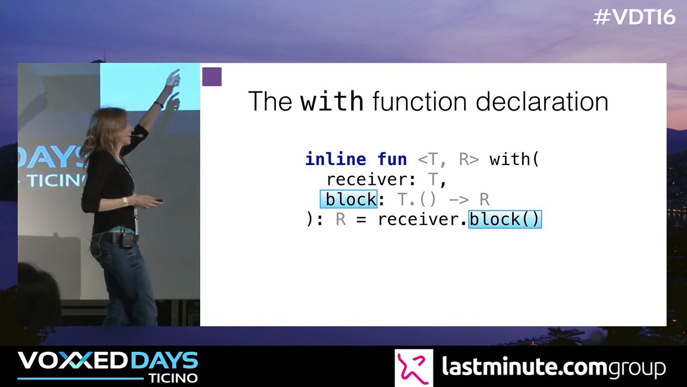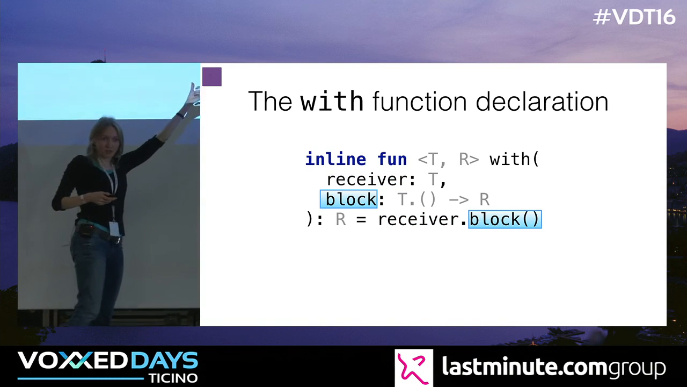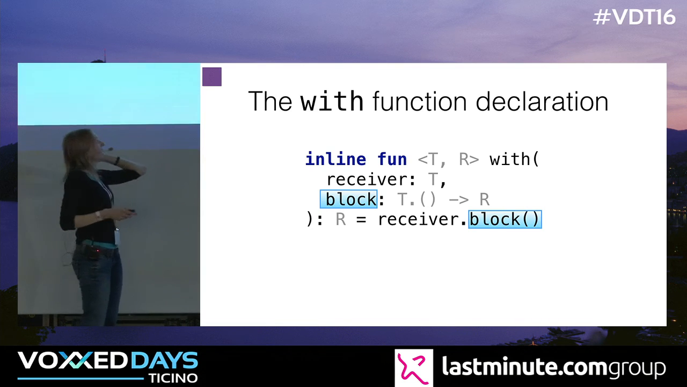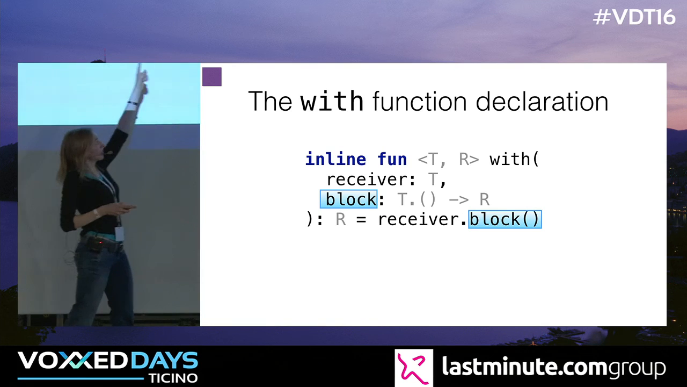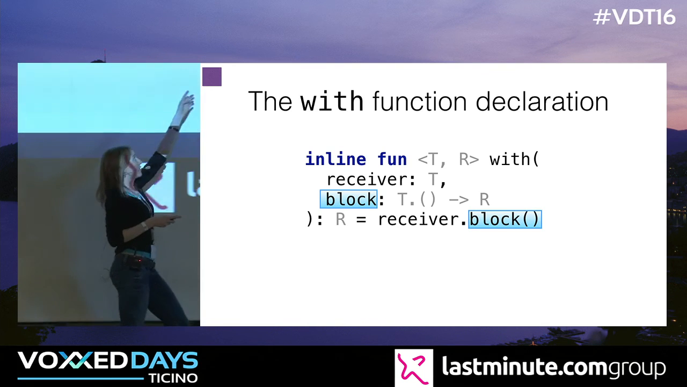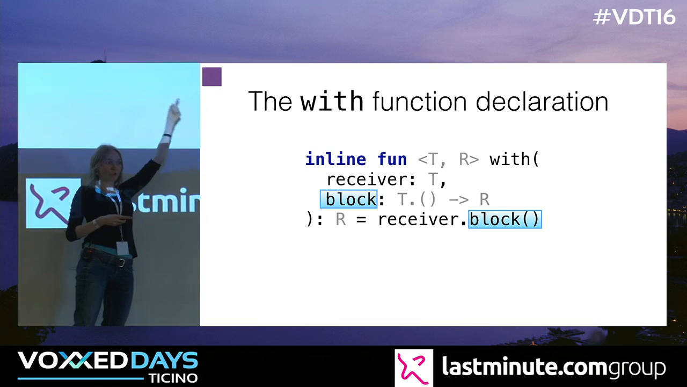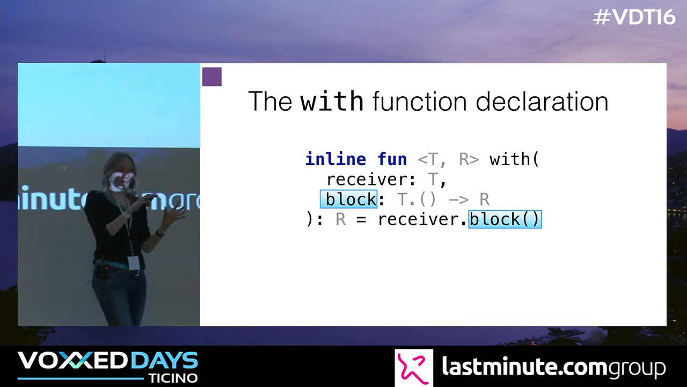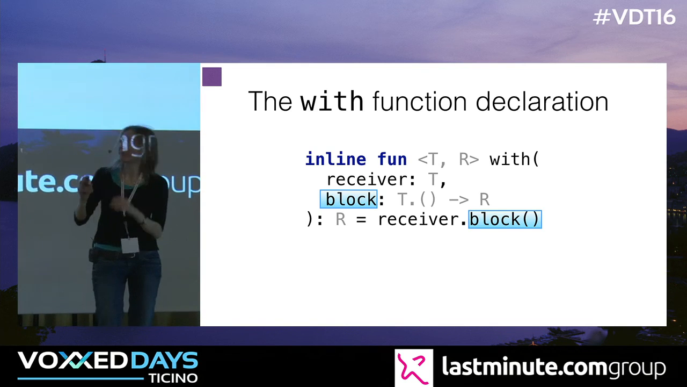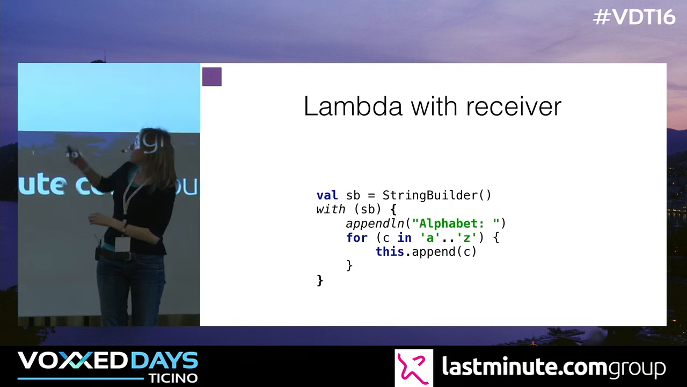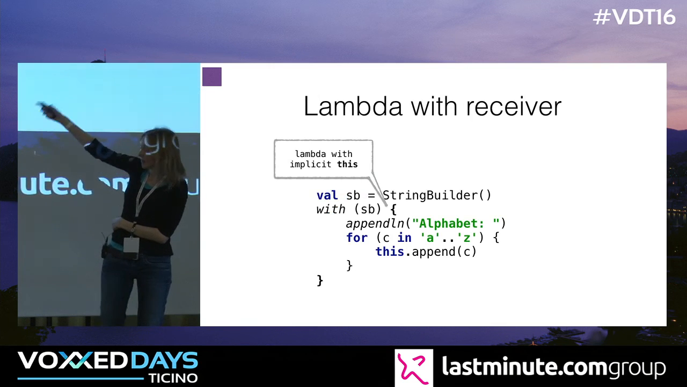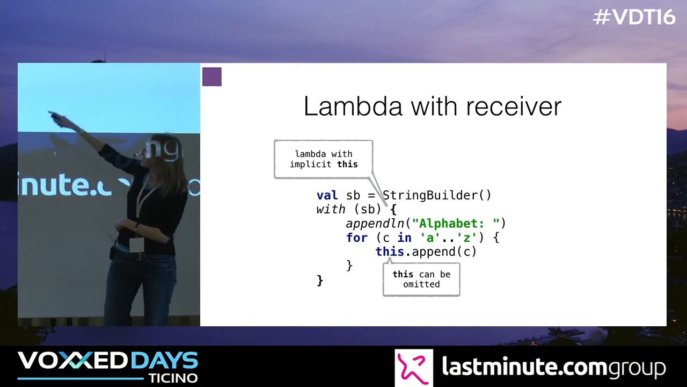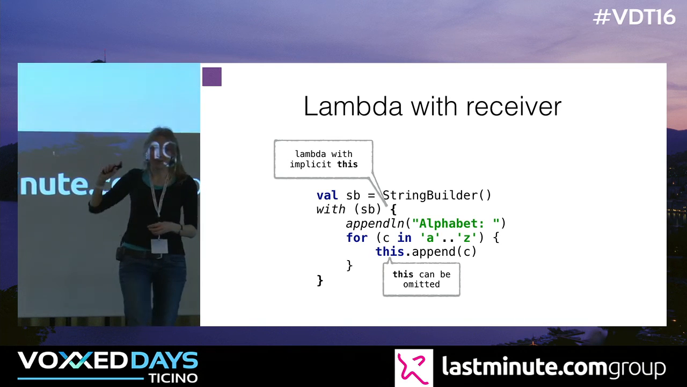So in Kotlin, we say it's a variable of extension function type, but it's not a regular function type, it's an extension function type. And that means you can call this similar to how you call extension functions. So it should remind you how you call an extension function, this block. Yes, so it is a variable of this type, extension function. And afterwards, you can call this with implicit this, and inside the lambda it can be omitted.